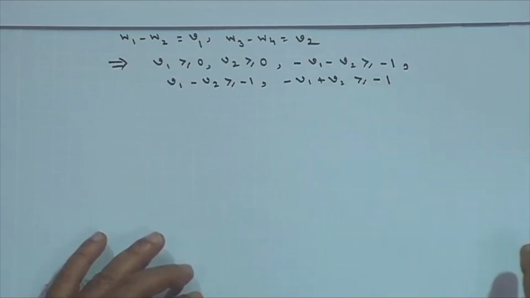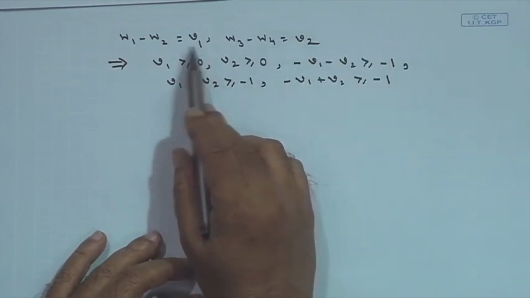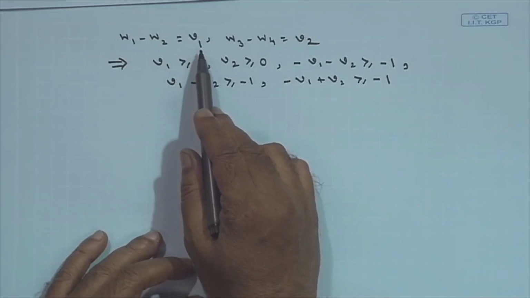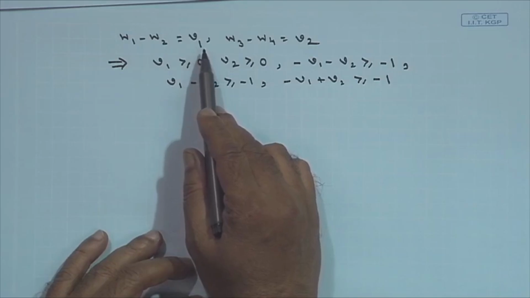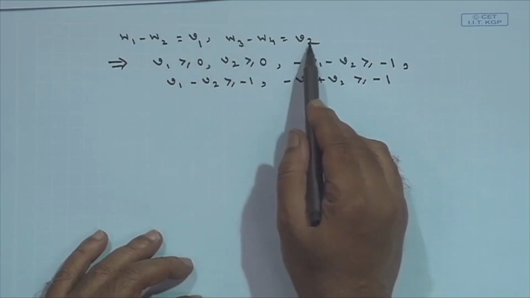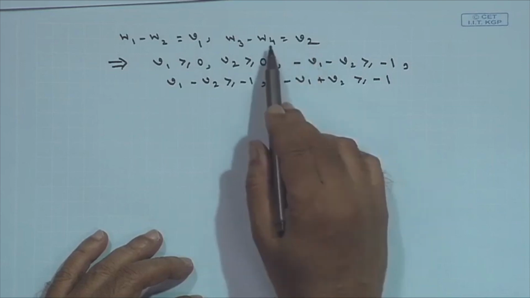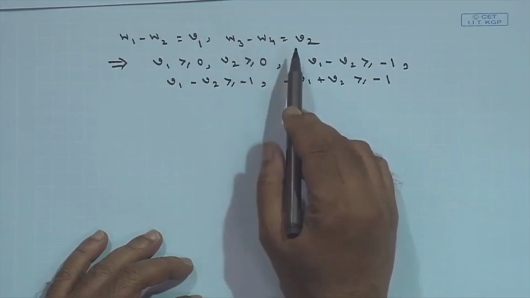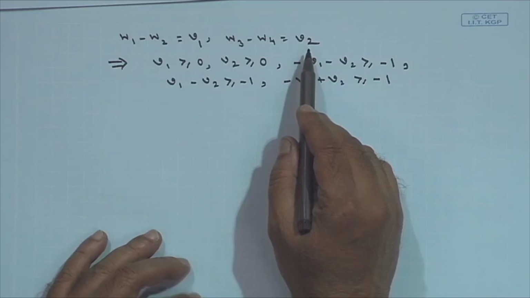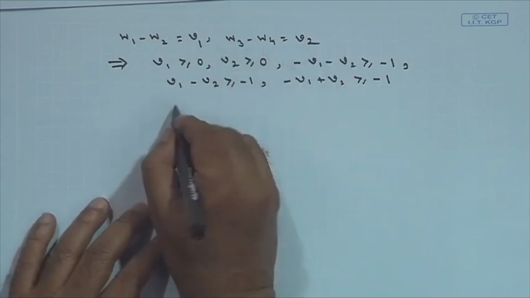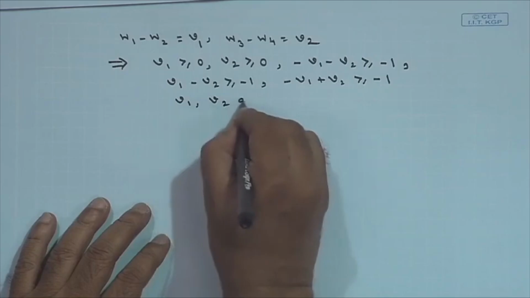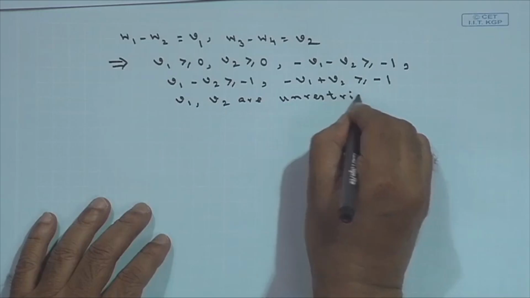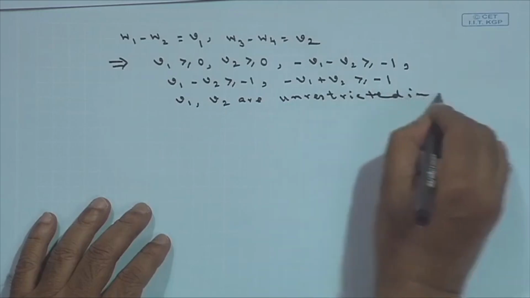And whenever I have assumed V1 as W1 minus W2, I can't predict what will be the value of V1, means V1 can be positive, can be negative, can be anything. Similarly, V2 also I can't say anything, because W3, W4 both are greater than equals 0, but from there I cannot predict what would be the sign of V2. So, basically what happens, V1 and V2 are unrestricted in sign.